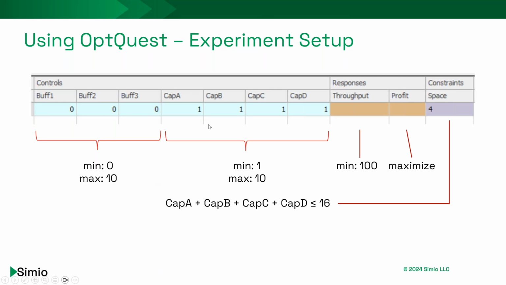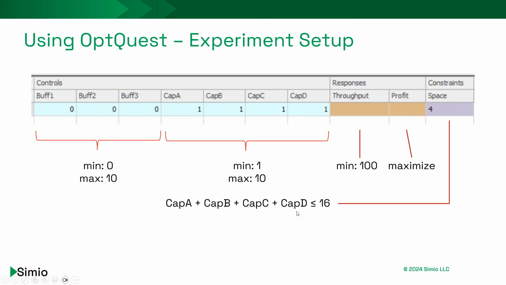For example, if I look at my optimization problem here, if I have 11 options for each one of my buffers and 10 options for each one of my machines, and I ignore this constraint, that's somewhere on the order of 13 million configurations. We don't quite have 13 million because we have this additional constraint.